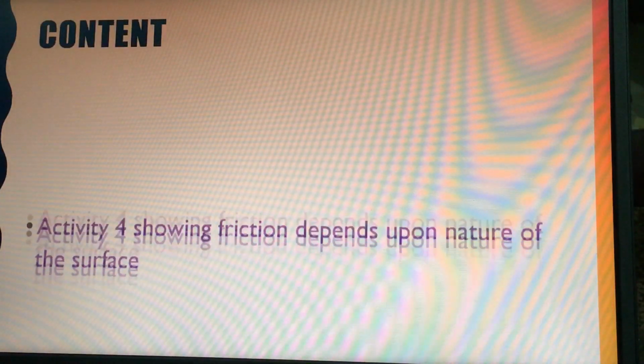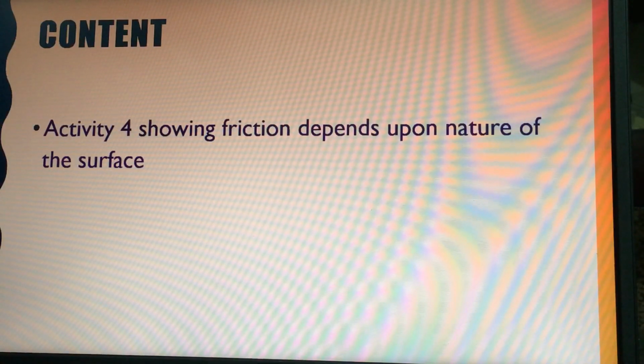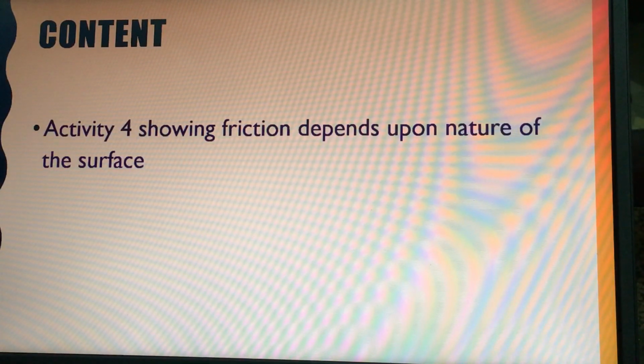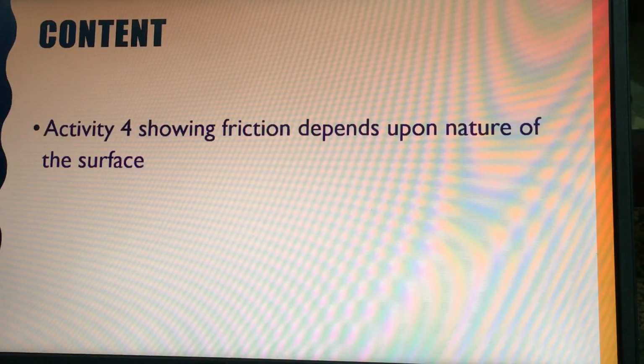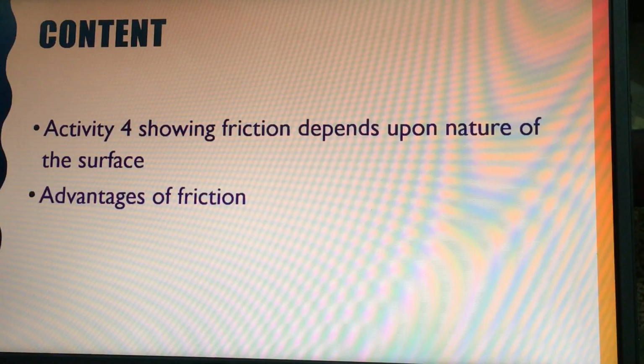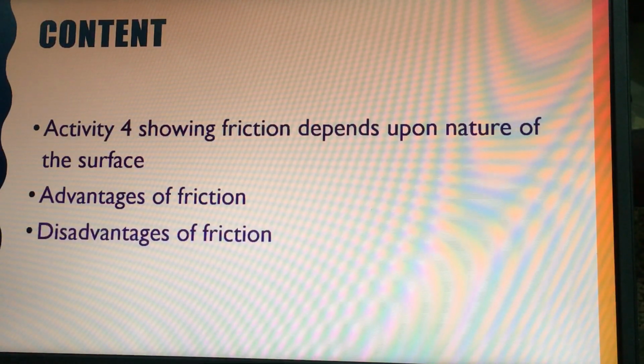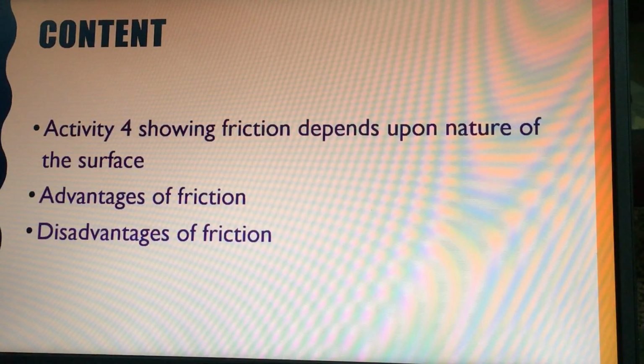So let us see the content of this video. Activity 4, showing friction depends upon nature of the surface. Activities 1, 2 and 3 you have already done in video number 1, which was part 1 of friction. Next we will study about advantages of friction, and at last disadvantages of friction.